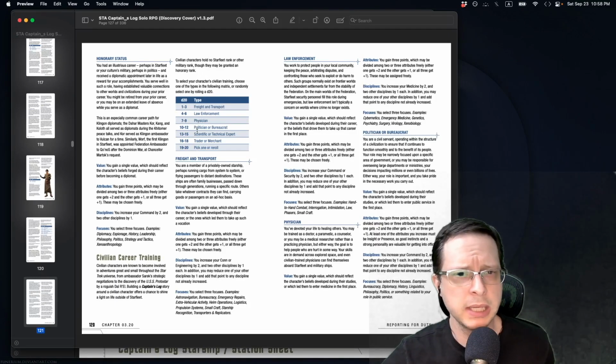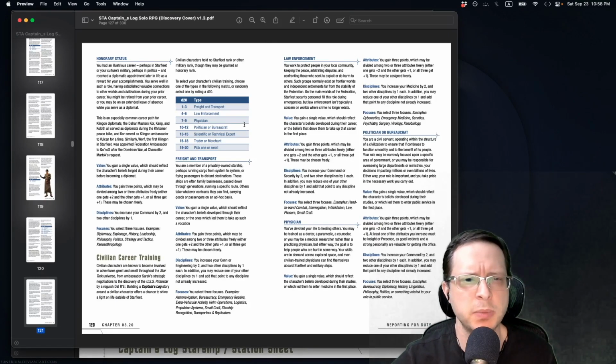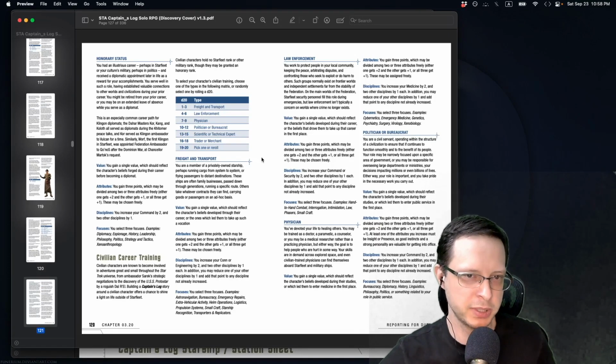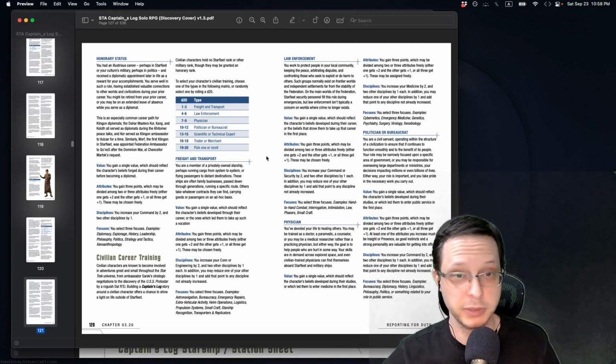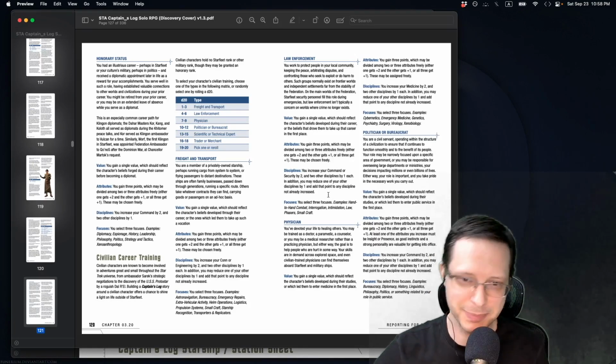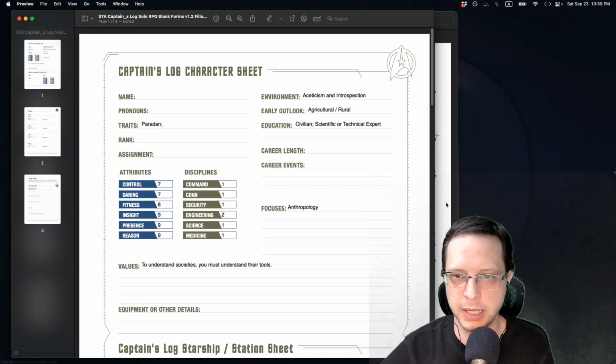So we need to roll here. Do I just want to pick something? I mean, I did get anthropology. Maybe we're like an Indiana Jones style character, in which case probably we want to be a scientific or technical expert. I don't know. Let's roll and just see what pops up and if we like it. Oh, I rolled a 14, which means a scientific or technical expert. Nice. Civilian, scientific, or technical expert.